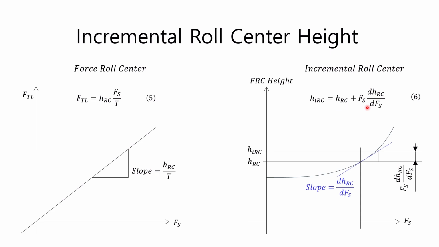Equation 6 can also be used regardless of the magnitude of the lateral force. In equation 6, if the lateral force is small and the roll center hardly changes, the incremental roll center height, HIRC, will have the same value as the roll center height, HRC.